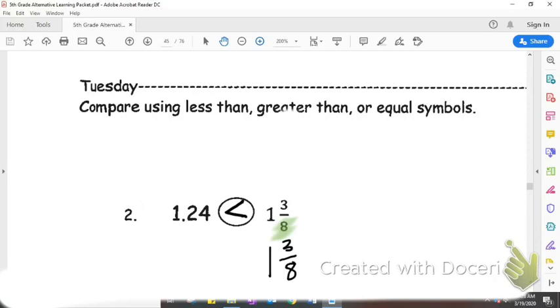Another way to do it is to divide out. Let's convert 1 3/8 to a decimal. Remember, that line in the middle means divide. So I can do 3 divided by 8. Now remember, the 3 is the dividend and 8 is the divisor. This is different than what you might be used to from dividing in the past.